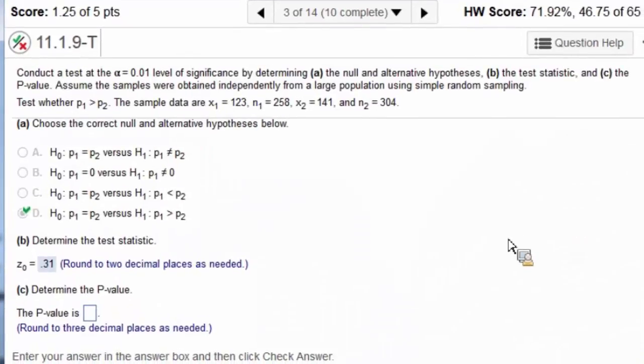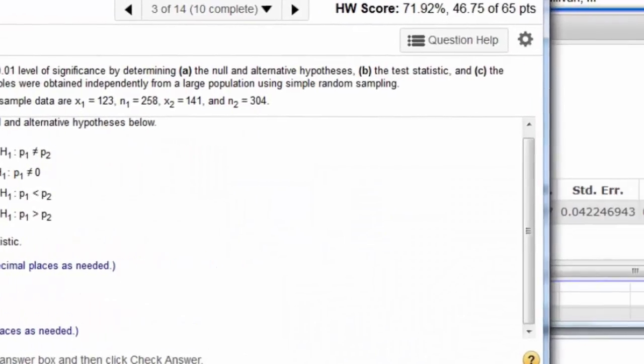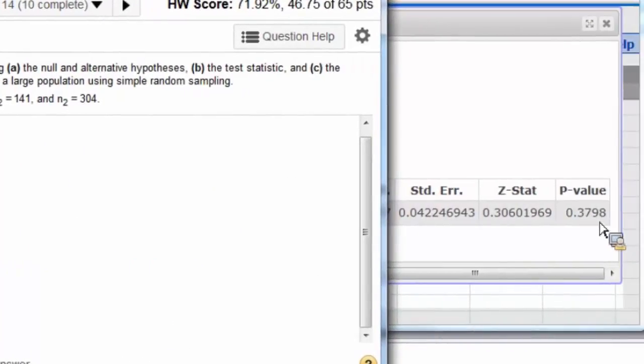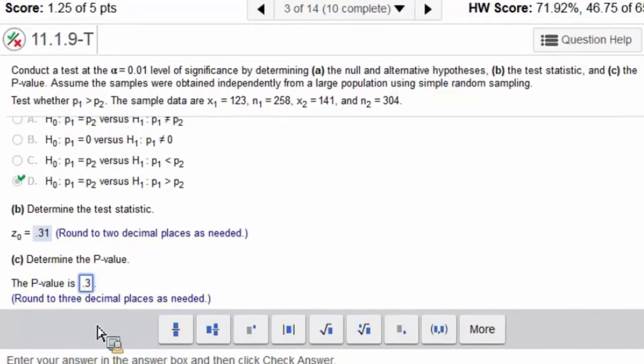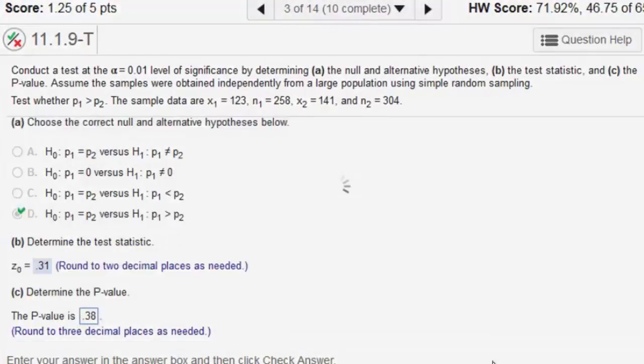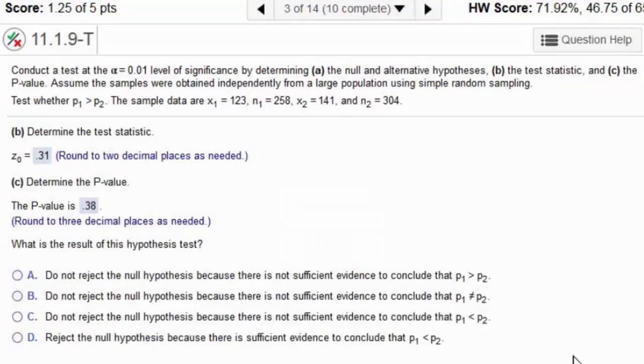P-value to 3 decimal places, 0.3798, that'd be 0.380, rounding to 0.380. Okay, so that's good too.